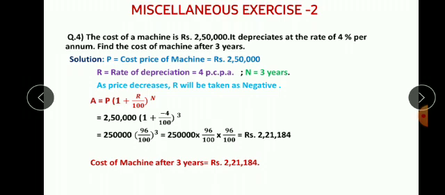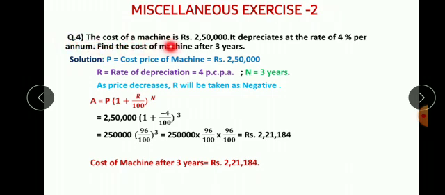Okay children, have you noted? And now let us start miscellaneous exercise 2. Only one question is there from chapter number 14, which is based on chapter 14. So let's start. Question 4.